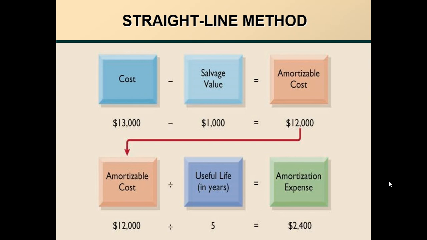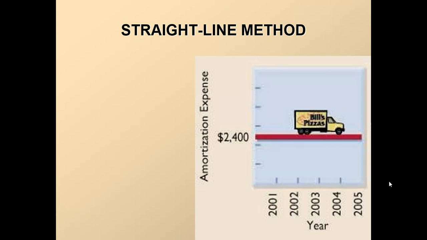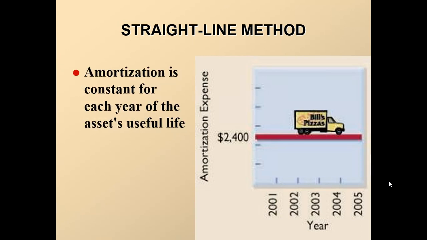So at the end of year one, it goes down $2,400. Year two goes down $2,400. Year three, $2,400, and so on and so forth until the fifth year. At that fifth year, your asset is going to be worth $1,000. Because you expected that asset to last 5 years, at the end of the fifth year, that's when you'll dispose of it. All right, so this is just another example with the straight line method.